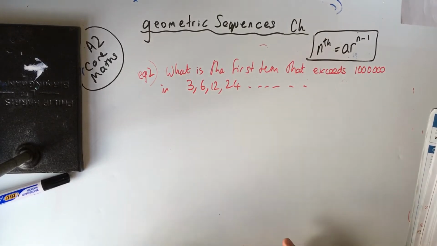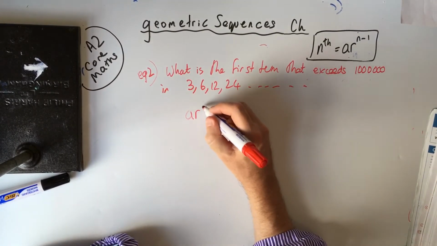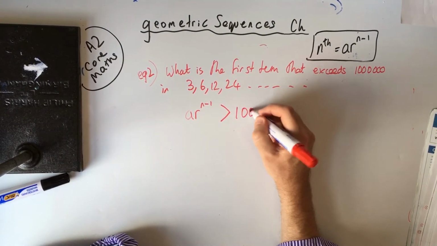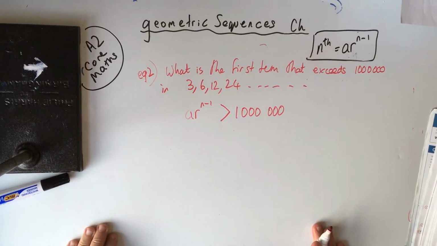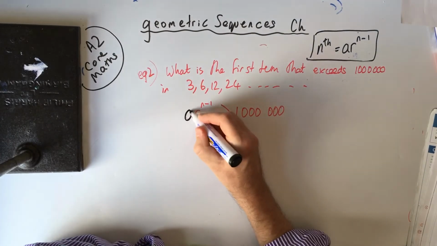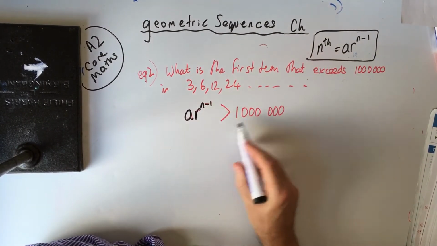Now the book sets it up like this. They go, well, when is A R to the n minus 1 greater than 1 million? Okay, so that's what they solve, which is how you find the answer actually. So they've done it right. I don't do that. I want to know what value of n is greater than 1 million.